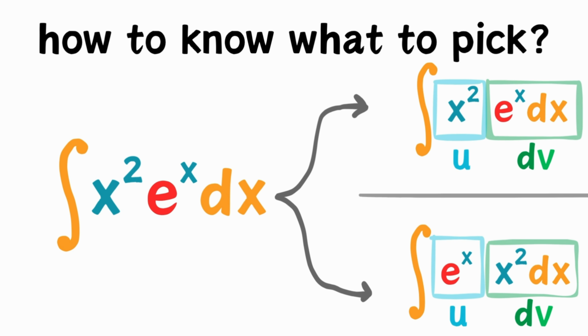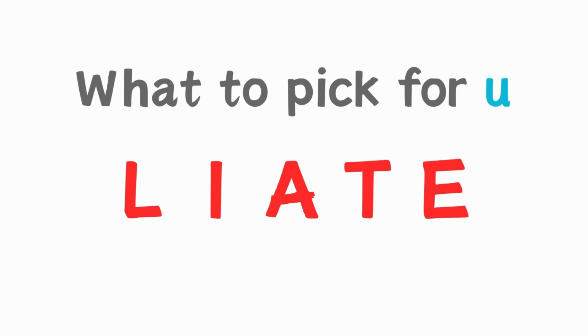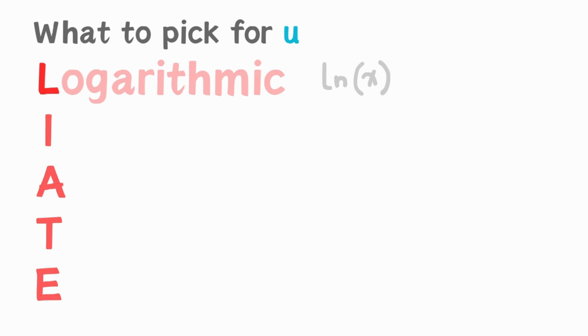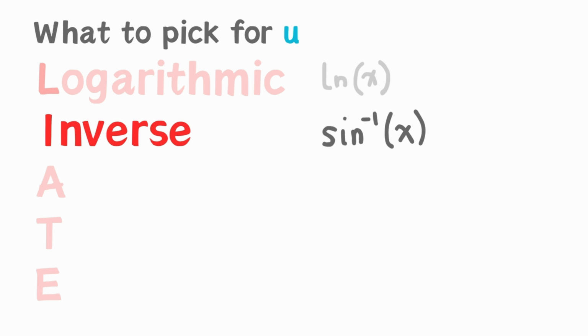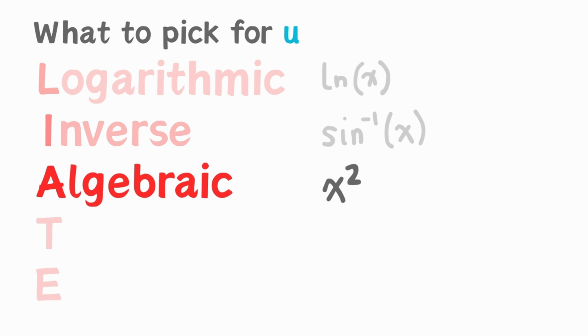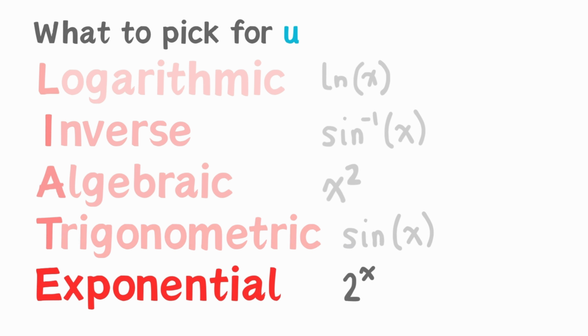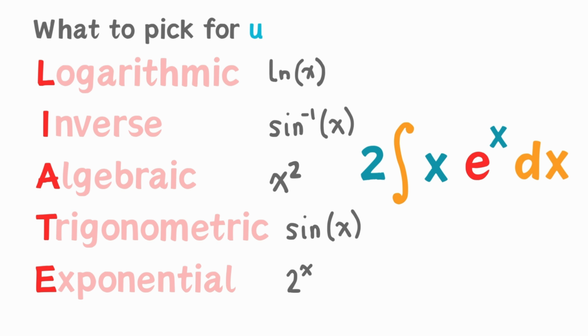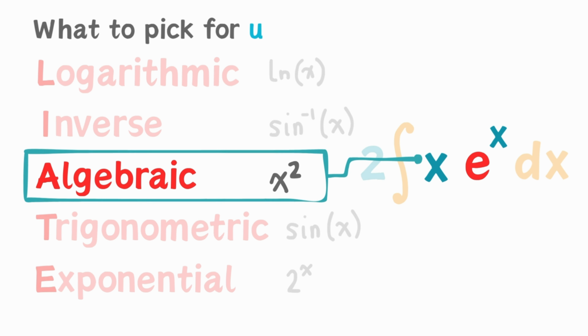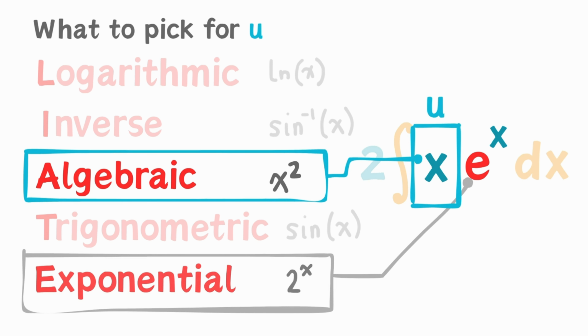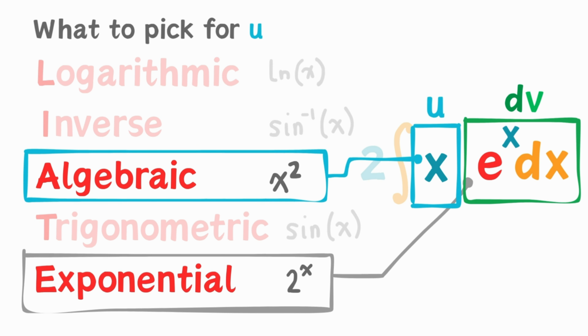An acronym that we can use as a blueprint is LIATE. L-I-A-T-E. This trick helps us decide what to pick for u. The first letter, L, stands for logarithms. The I stands for inverse functions. The A stands for algebraic functions. T stands for trigonometric functions. And the E is for exponential functions. When you encounter an integral that requires integration by parts, the function that appears first on this list should be set to u. Whatever function you have left should be paired with a dx to make dv.